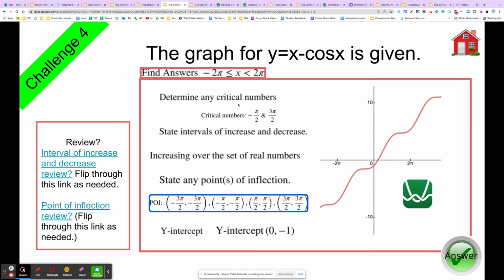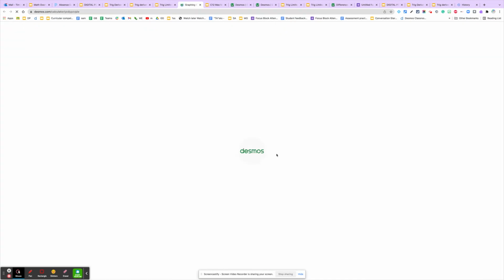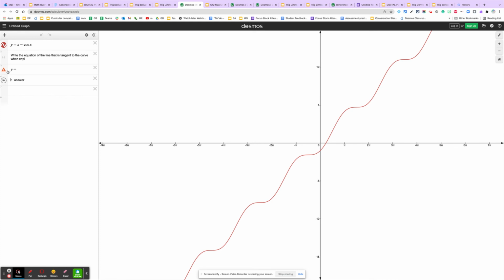And the way we find that is by taking the second derivative and setting it to 0 and determining when it is 0. And so that's where these values have come from. Here are the x coordinates, and the point of inflection has an x coordinate and a y coordinate. So that's pretty tricky, no question about that. Here's what the graph looks like.